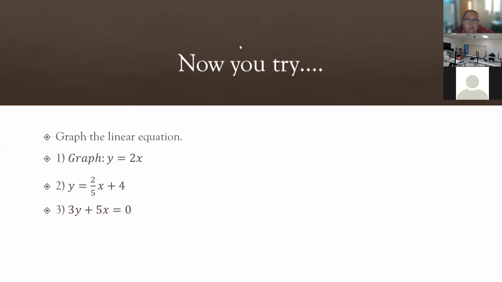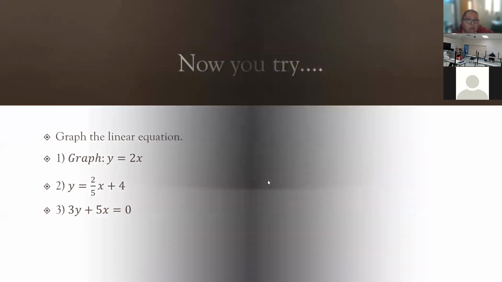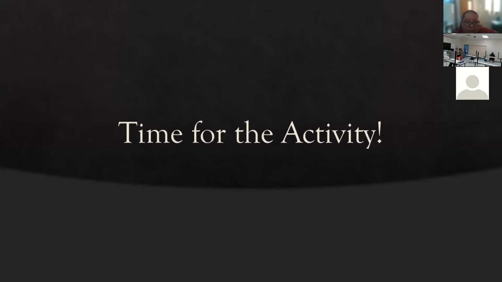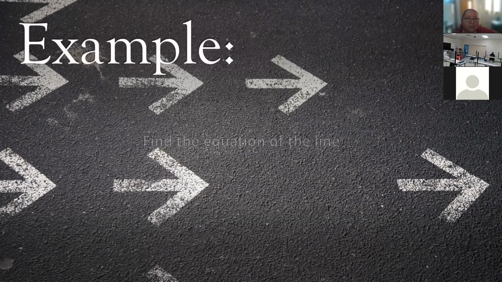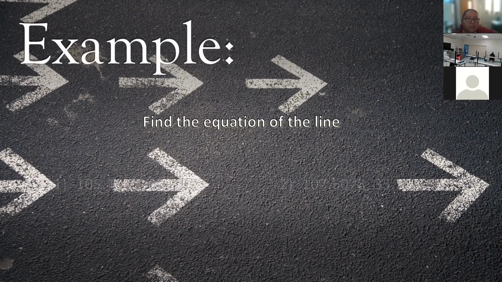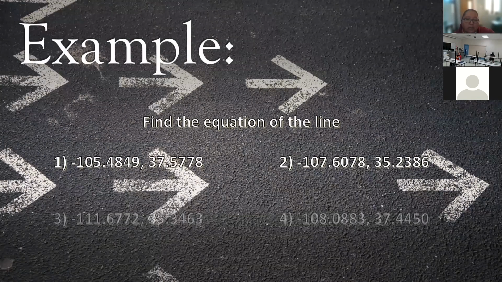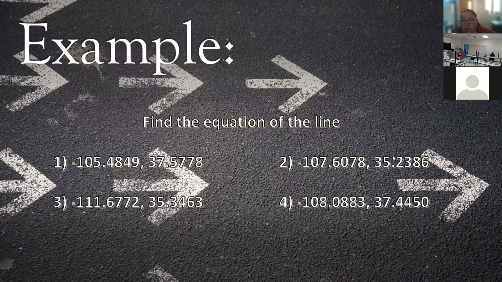Okay, so now it's time for our final activity. Yay. So you're going to select one of these 4 points. You are going to find the slope. Then you're going to find the equation of the line.